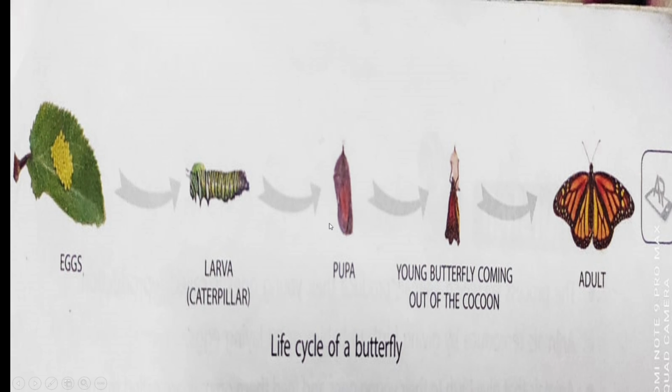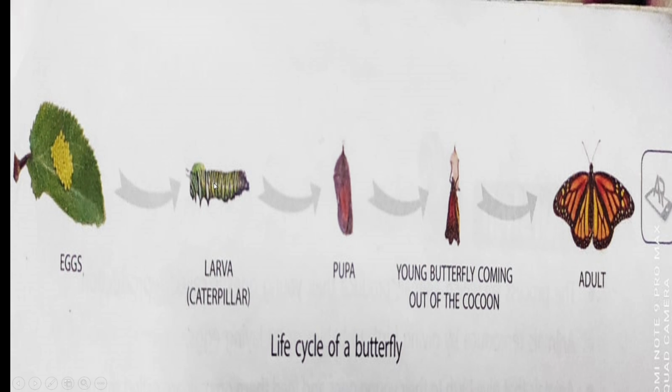Here you can see the life cycle of a butterfly. A butterfly lays eggs on the top of a leaf. The young one looks totally different from the parent insect. Look at the parent insect. So this is called larva.